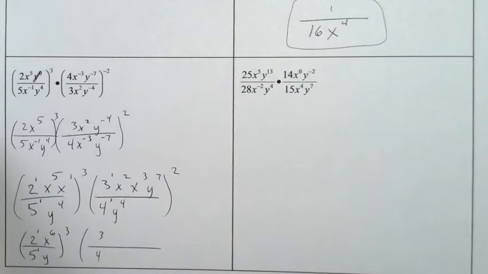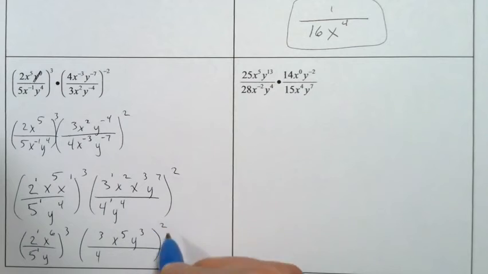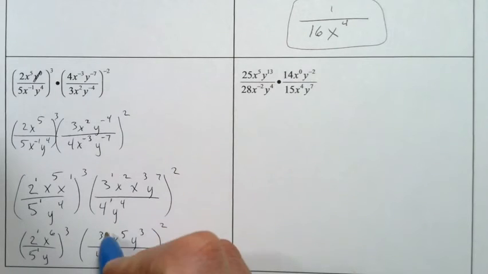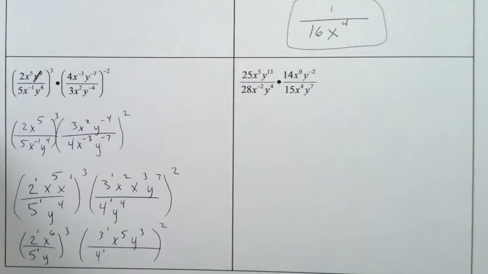The 3 and the 4 doesn't move, but the x's do combine. I have x to the 5th. And here I have y on the bottom, y on the top. I have more y's on the top. When I subtract them, I have 3 more on the top. And this is all raised to the squared. And again, the one exponent where it's hidden.